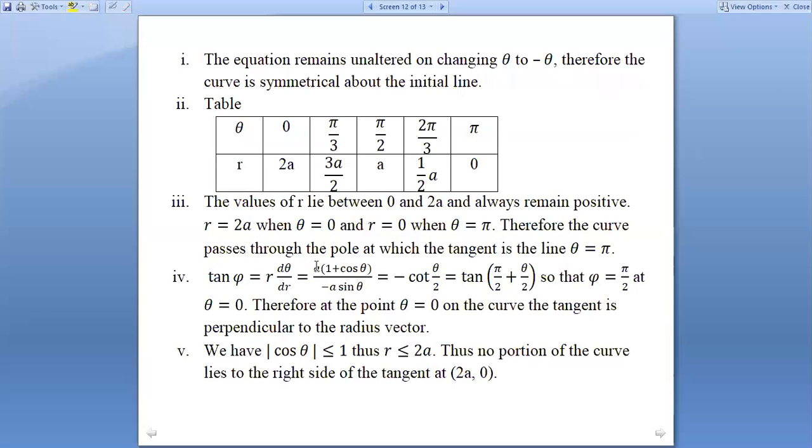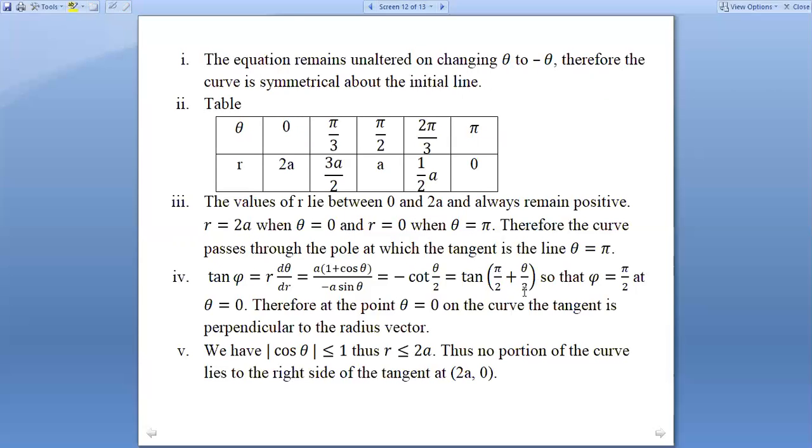This is nothing but we substitute what is r and d theta by dr. That is, differentiate r with respect to theta and then take the reciprocal. After solving this, you will get it as minus cot theta by 2, because you're using the half angle formula: 1 plus cos theta is 2 cos square theta by 2, and sin theta is 2 sin theta by 2 cos theta by 2. Simplify, you will get minus cot theta by 2. That can be written as tan of pi by 2 plus theta by 2. So we have tan phi is equal to tan of pi by 2 plus theta by 2.